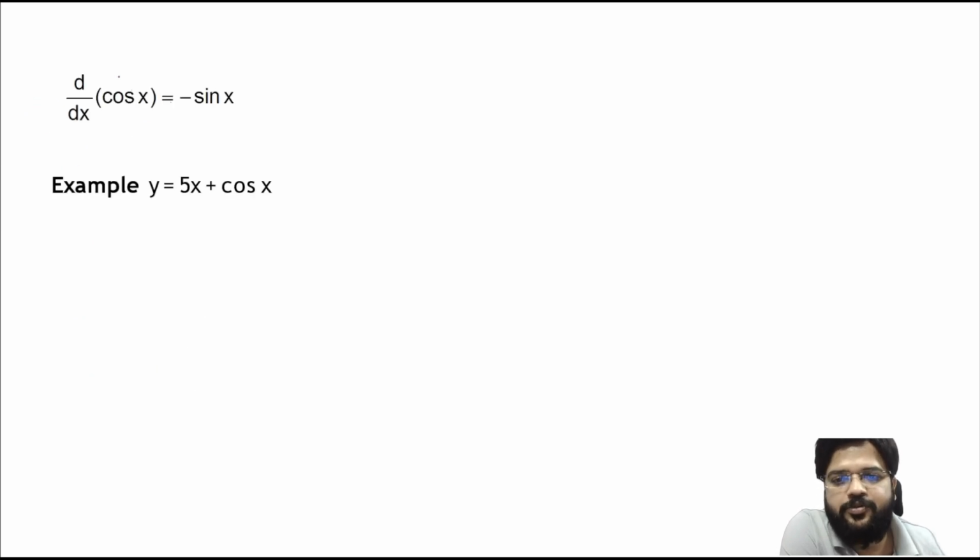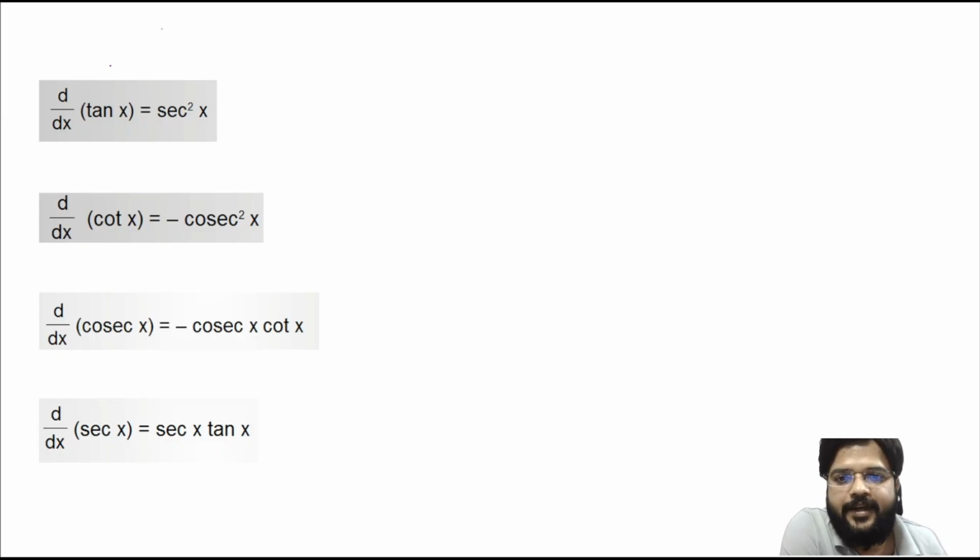Now the next is what? Suppose we have the cos x function. If we do differentiation of the cos x function, then we will get minus sin x, correct. Now the next formula: if we have tan x, then the differentiation of tan x is sec square x. Cot x is minus cosec square x. If we have cosec x, then differentiation is minus cosec x cot x. And if we have sec x, everyone, then the differentiation of sec x is sec x tan x. So this is the differentiation of trigonometric functions, everyone, and we have to keep it in our mind.